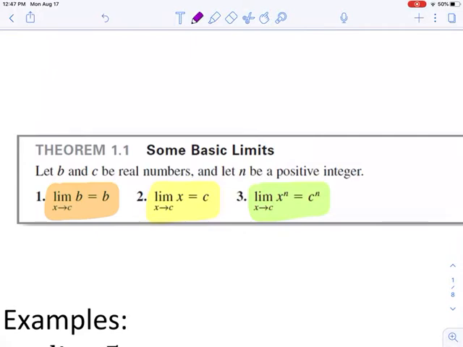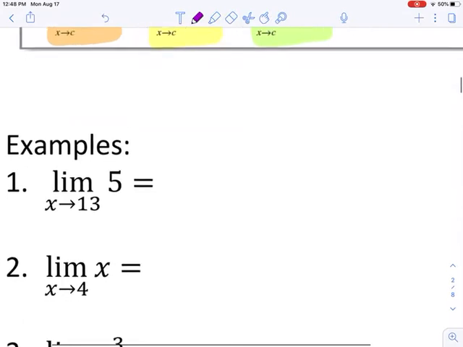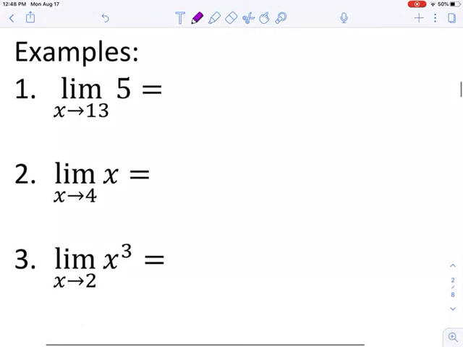Now I will tell you, writing down these general rules is way more intimidating than actually going through the problems themselves. So here are 3 examples I'd like you to write down.